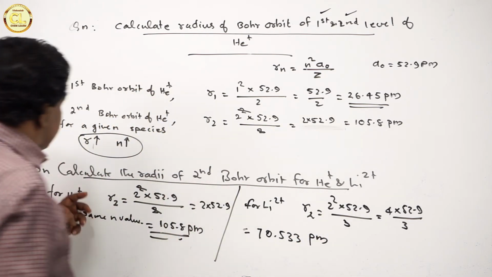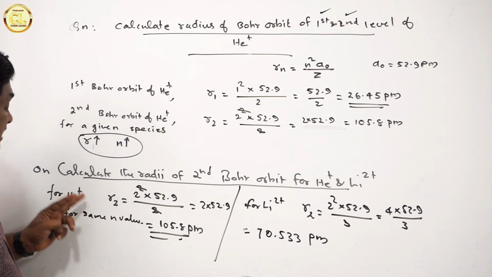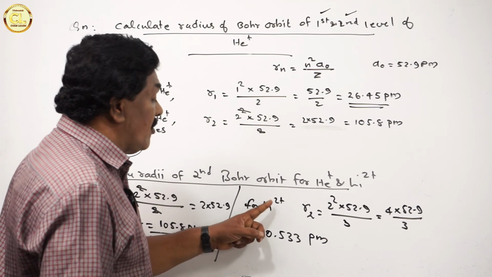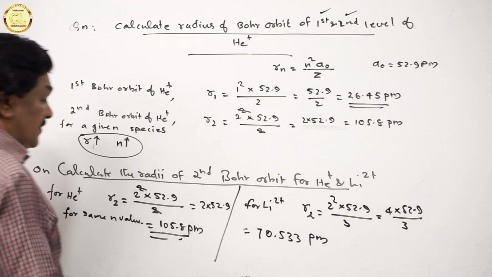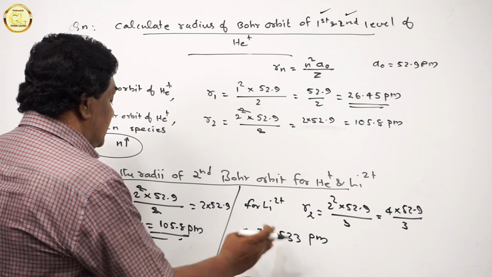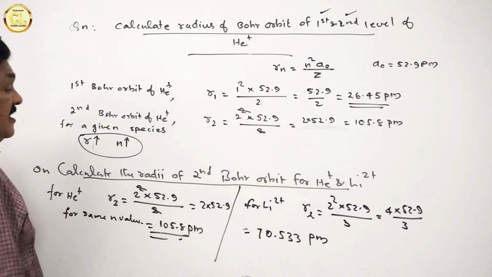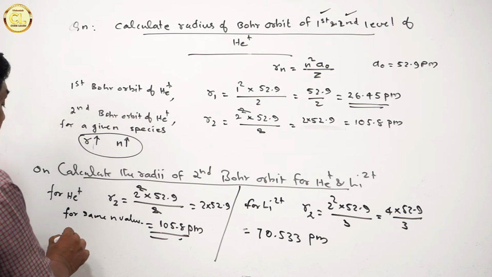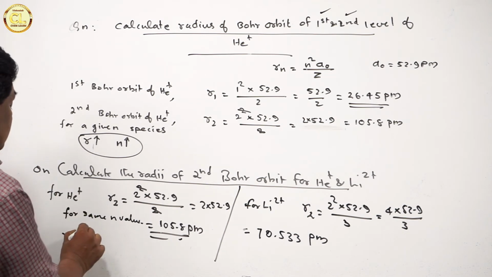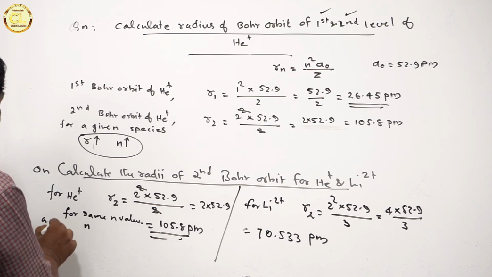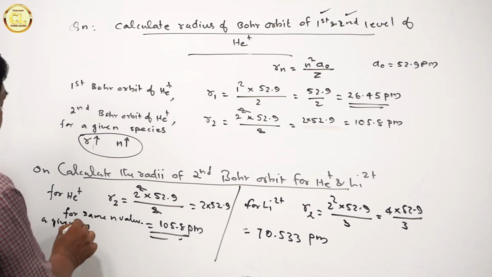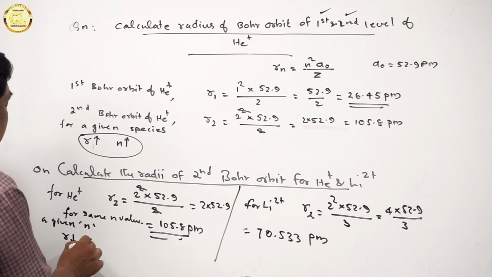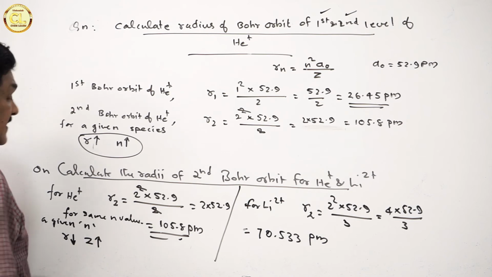See, this is the radius of the second Bohr orbit of He+. This is the radius of the second Bohr orbit of Li2+. From these two values, it is observed that the radius value of a given orbit, for a given n value, decreases with an increase in atomic number.